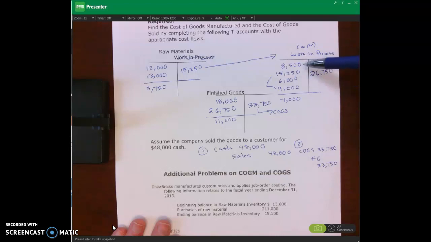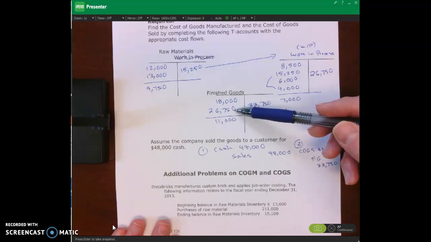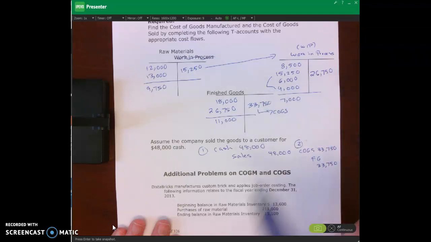And then we went through and we used these numbers in our T accounts to calculate cost of goods manufactured. Beginning WIP plus additional current manufactured costs minus ending WIP gives us our cost of goods manufactured. And then we used that number to calculate our cost of goods sold. We had our beginning finished goods plus our cost of goods manufactured minus our ending finished goods gives us our cost of goods sold.